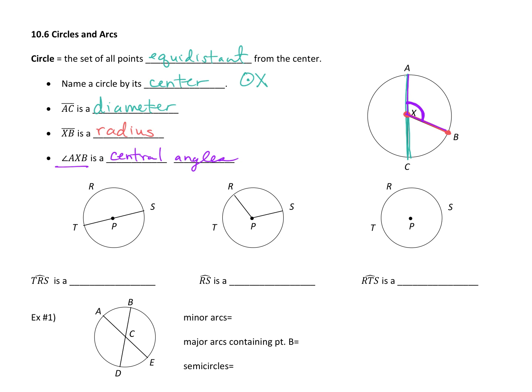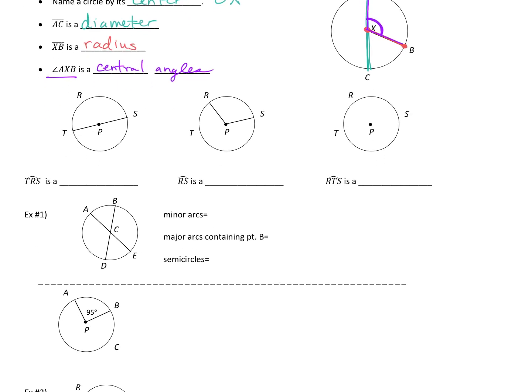And now we're gonna talk about arcs in a circle. So the first, if you look here, notice my marking is not really an arc. An arc should be rounded. Those are pointy, but arc TRS, okay? Arc TRS means you start at T, you go through R, and you end at S.